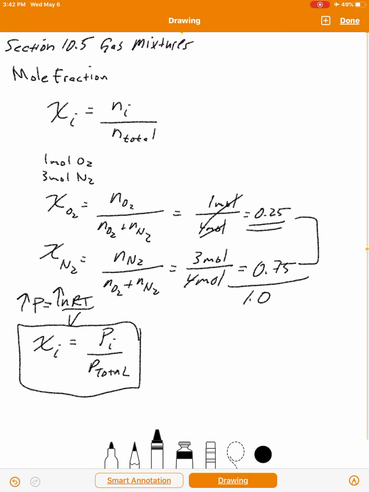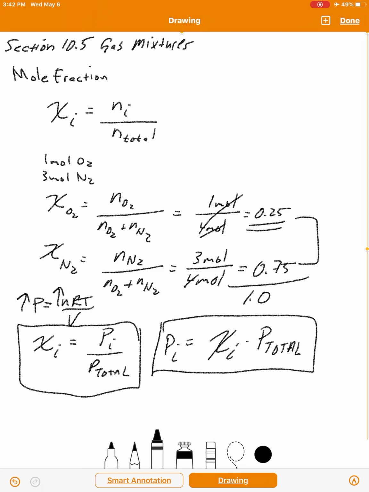So what that does is it allows us to do certain types of calculations. So we can rearrange this to say that the partial pressure of an individual gas is equal to its mole fraction times the total pressure. So if you know the total pressure and you know the mole fraction of the gas, you can find the partial pressure of the gas. Okay, let me show you an example of that real quickly.